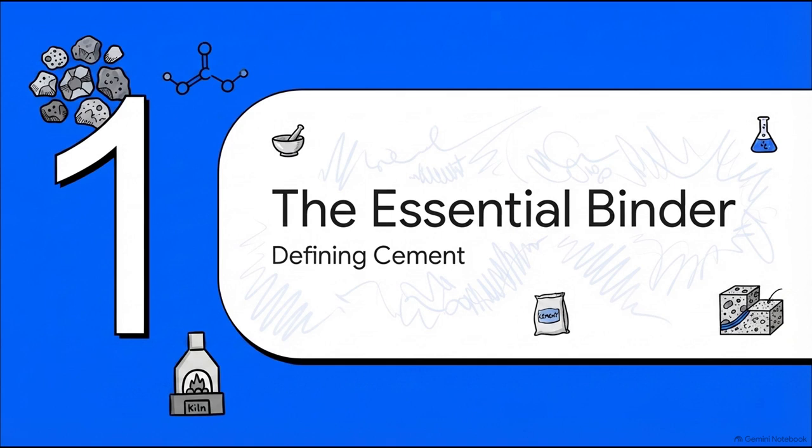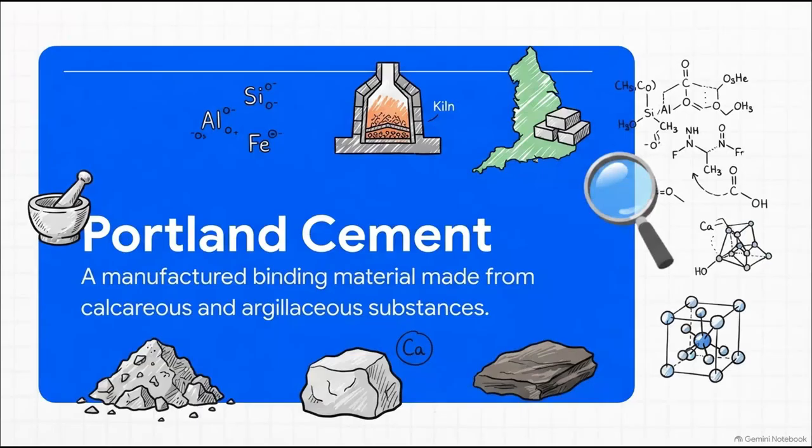All right, part 1, the essential binder, defining cement. So what actually is this stuff? Now, natural cement is a thing. People used to just crush up natural stones, but today we're focusing on artificial or Portland cement. Fun fact, it's called Portland cement simply because it looks a lot like Portland stone found in England.